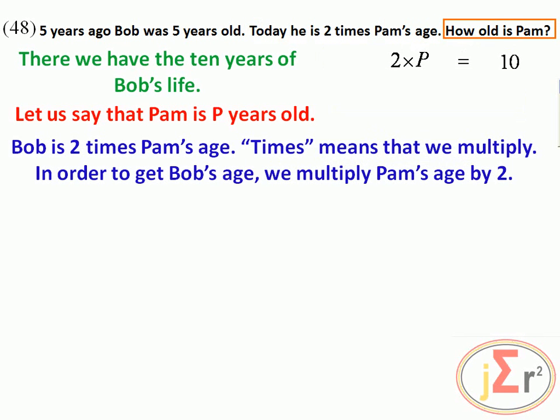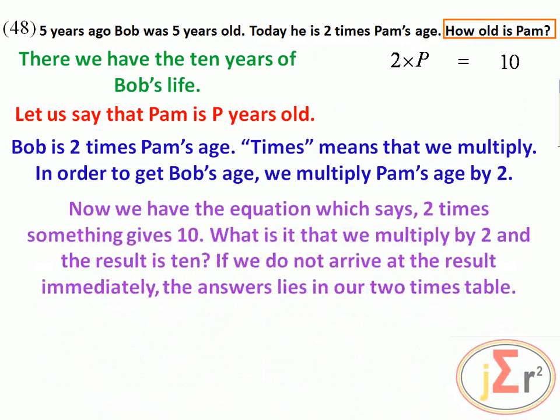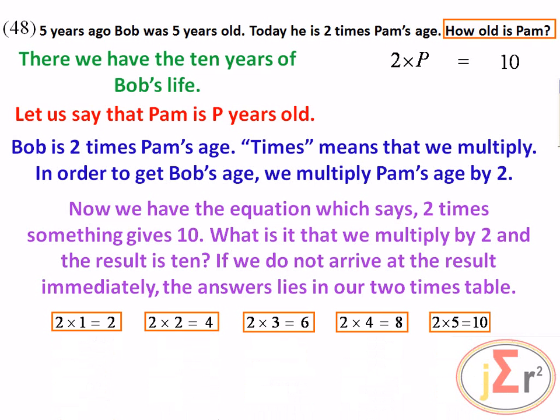How old is Pam? Now we have the equation which says 2 times something gives 10. What is it that we multiply by 2 and the result is 10? 5. Right. So if we do not arrive at the result immediately, the answer lies in our 2 times table. What number do we multiply by 2 and the result is 10?